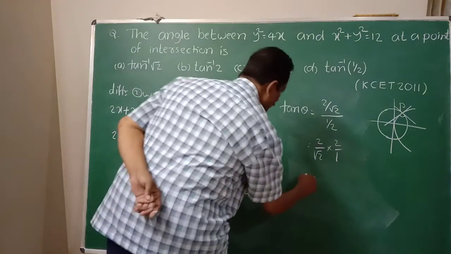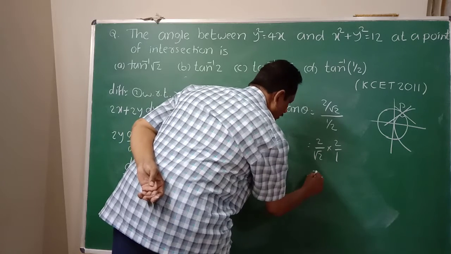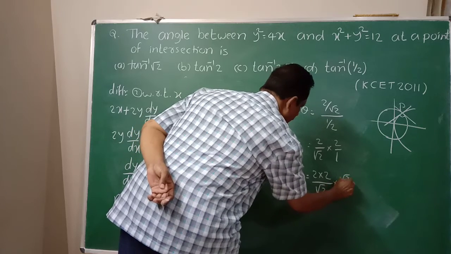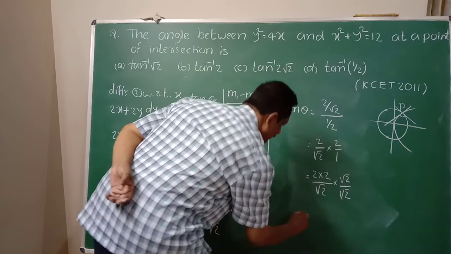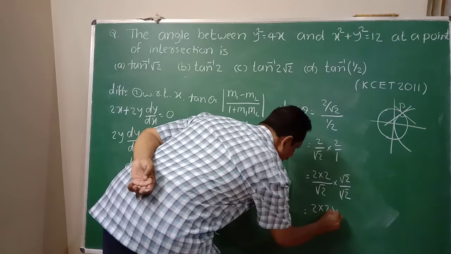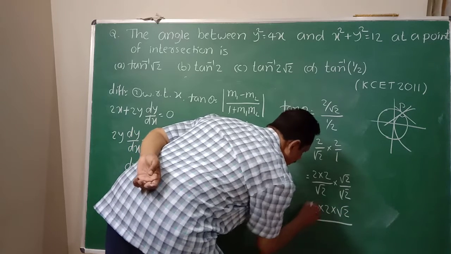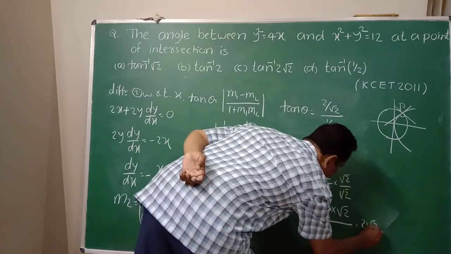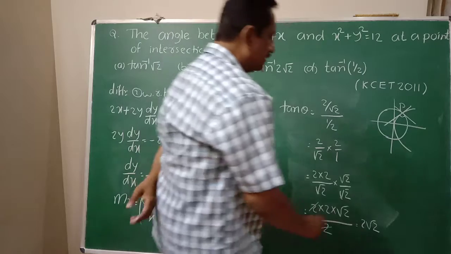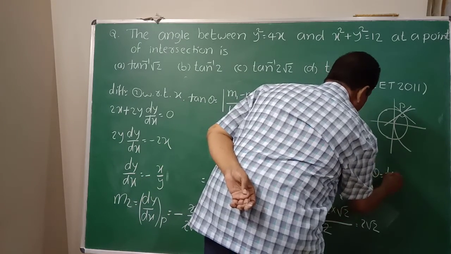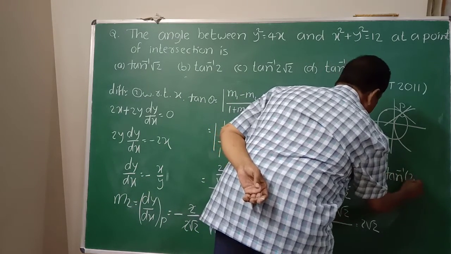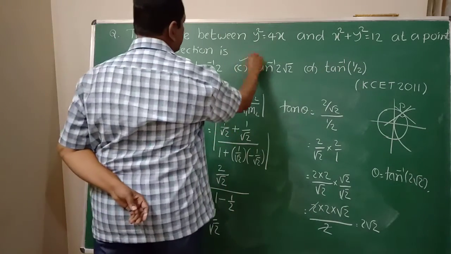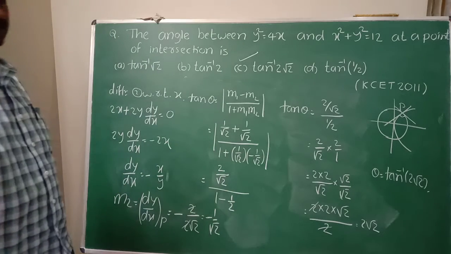Therefore this is equal to 2 into 2 divided by root 2, multiplying and dividing by root 2. Therefore 2 into root 2 divided by root 2 into root 2 is 2. The 2 cancels, remaining is 2 root 2. Take tan to the right hand side, so theta is equal to tan inverse of 2 root 2. So tan inverse 2 root 2 is the angle between the curves.